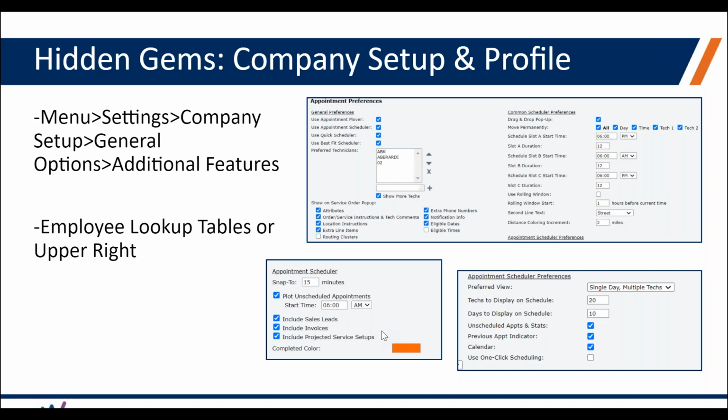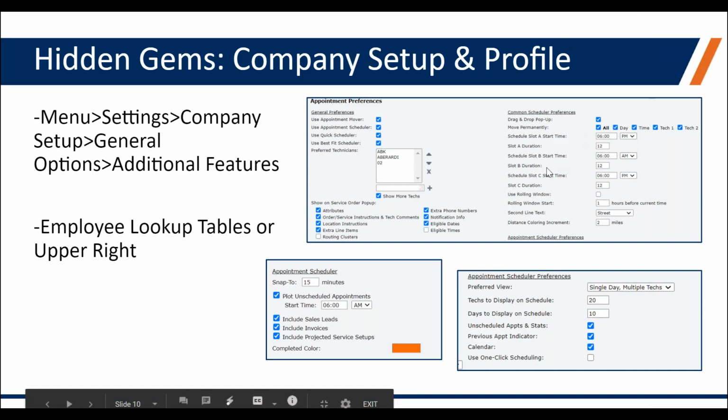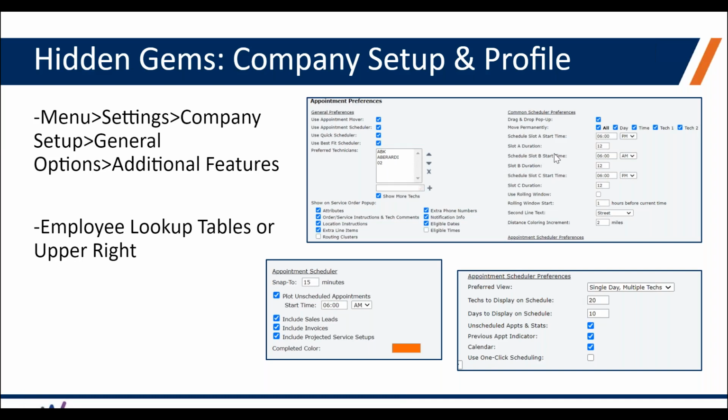Now the next two screenshots that we're looking at, where it says appointment preferences and appointment scheduler preferences, this is for each individual user under their profile settings. For profile, there's two spots that you can access it. If you're going to be setting up each individual user and their own profile, and not themselves, then you would access that through menu, settings, lookup tables, and then employees. And then within the employee themselves, that's where you can change these settings.